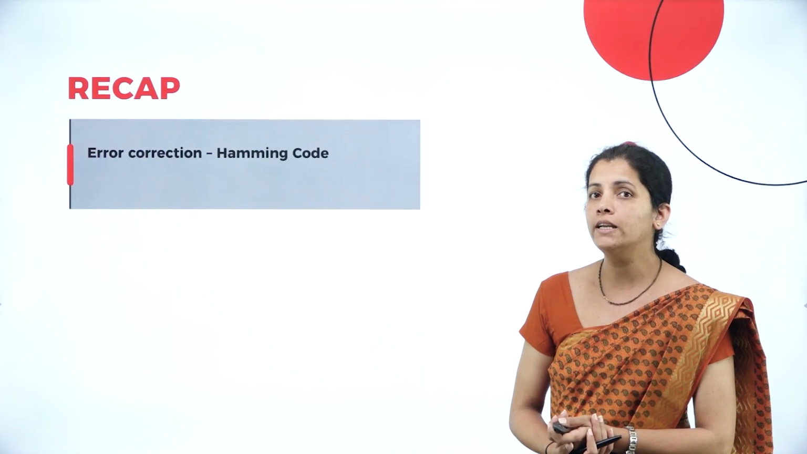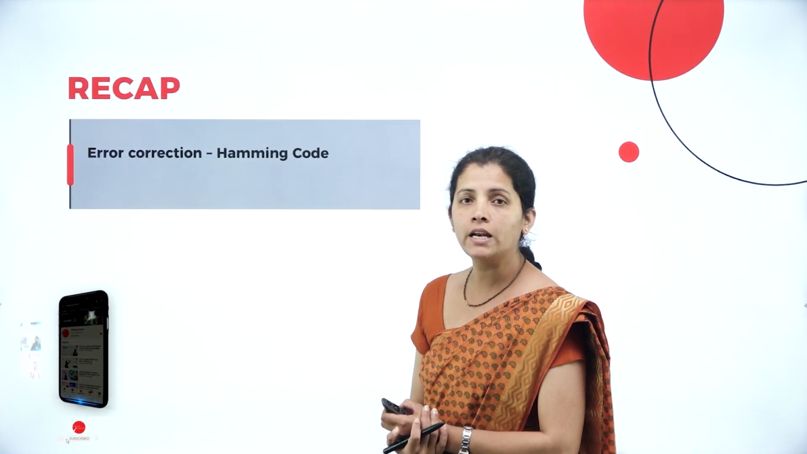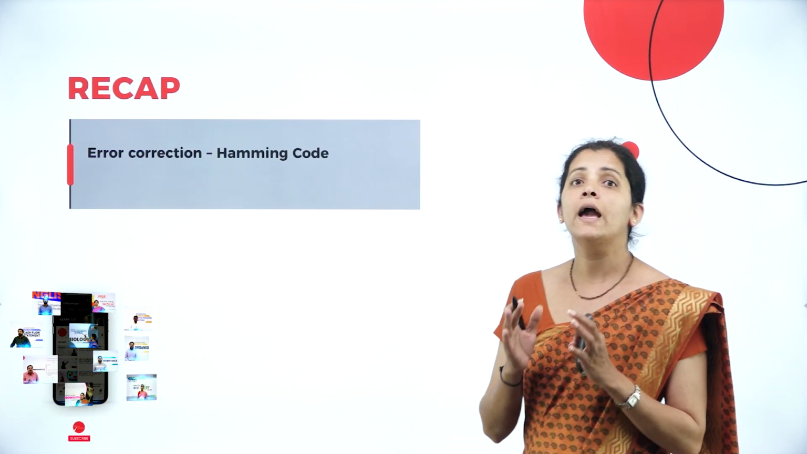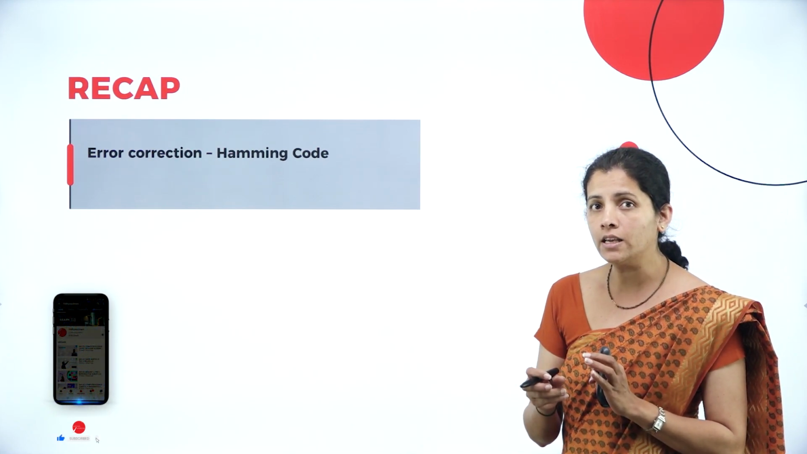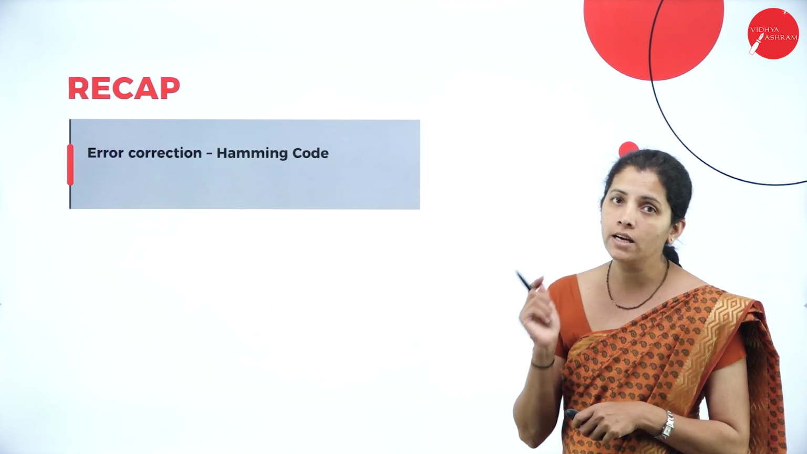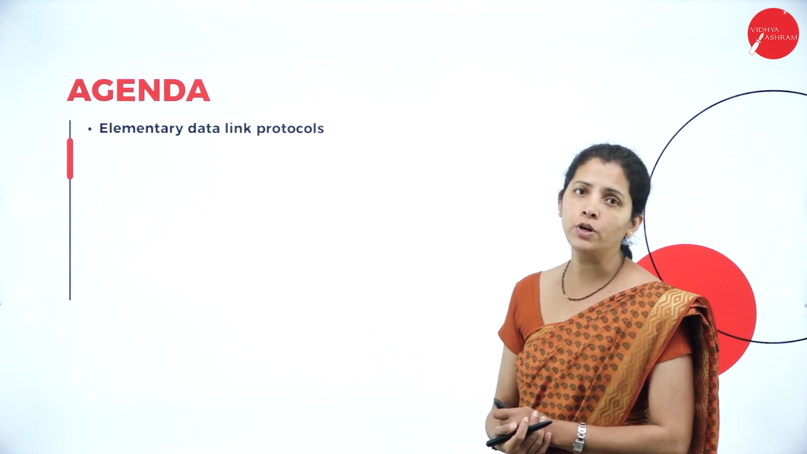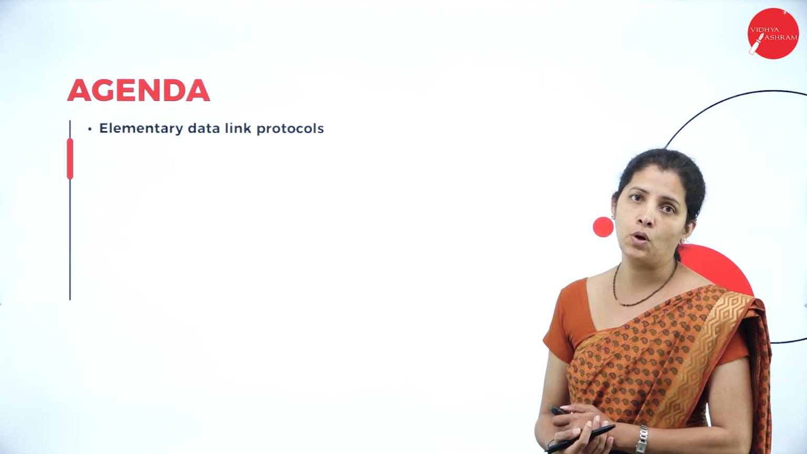So dear student, in my last session, I started with how to create Hamming code. So what is Hamming code? It is an error detection and error correction technique, and it is used to correct and detect single bit error. And in today's class, I'm going to deal with elementary data link protocol.